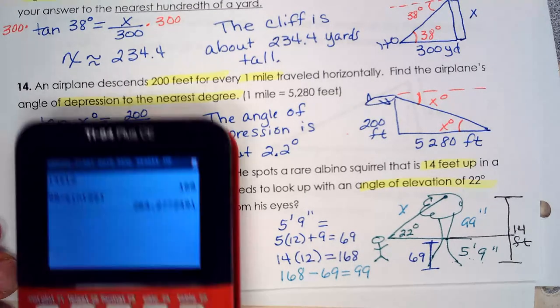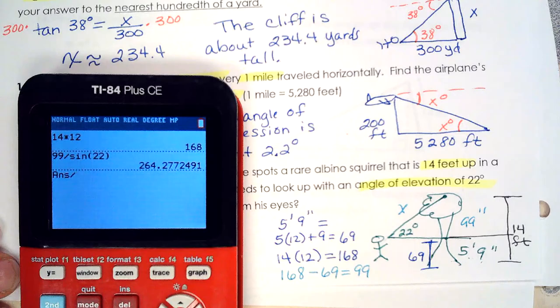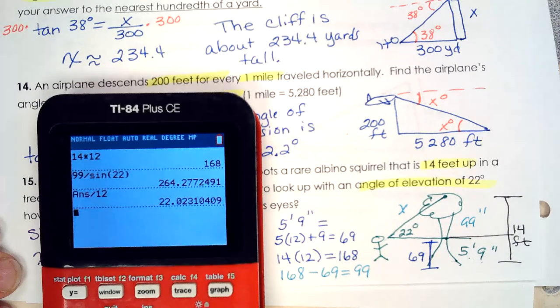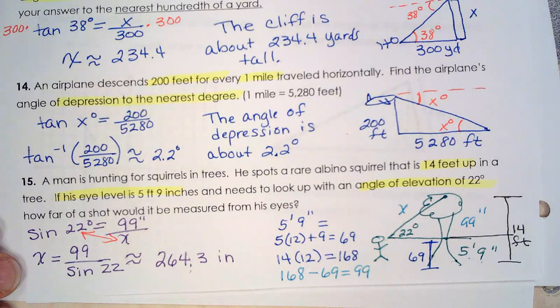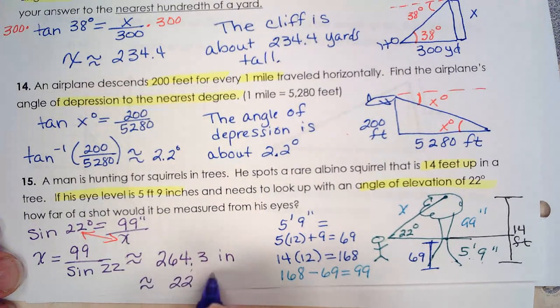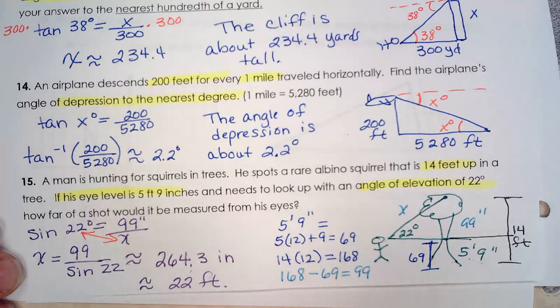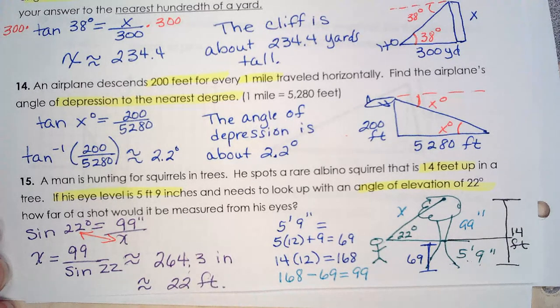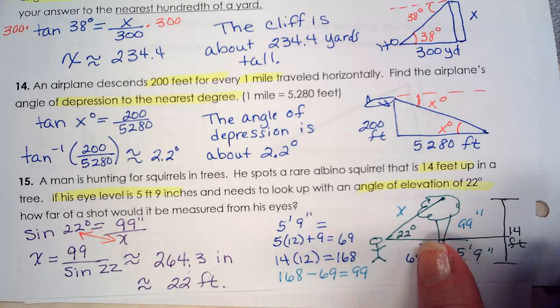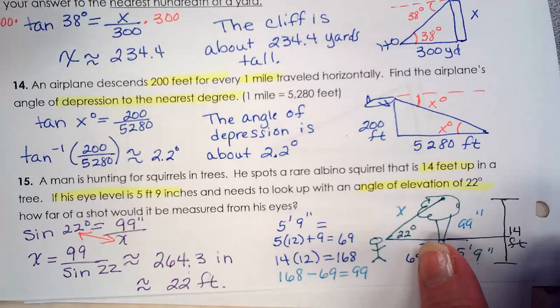If I want to change it to feet, I'll divide it by 12. And I get 22.02. And I wouldn't count the .02 because that's such a small amount. Okay, any questions?